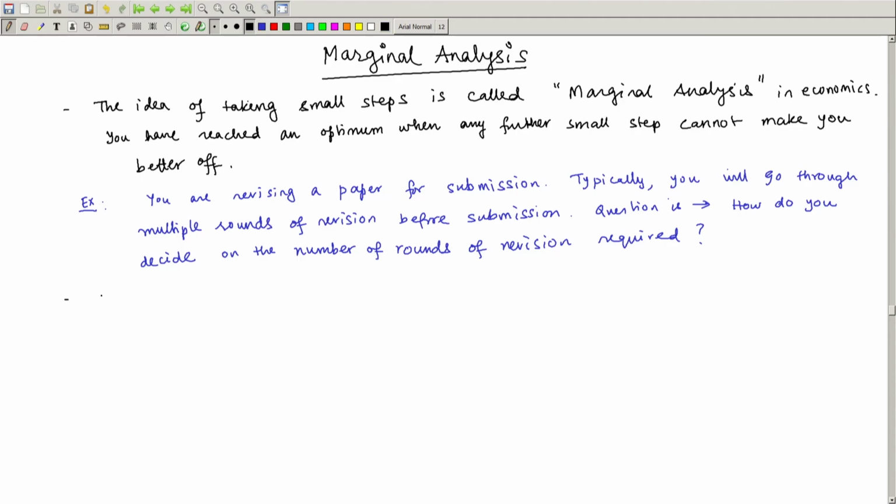Now, before the submission, it is impossible for you to know the number of rounds needed. You may have some estimate, of course, but the exact number of rounds that you need to be able to submit the paper is going to be difficult for you to figure out. So, before the submission, it is impossible to know the exact number of rounds needed.